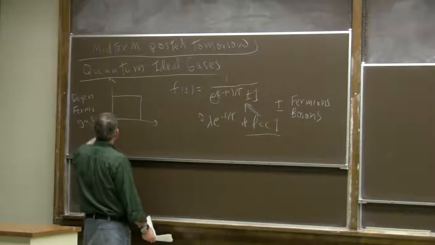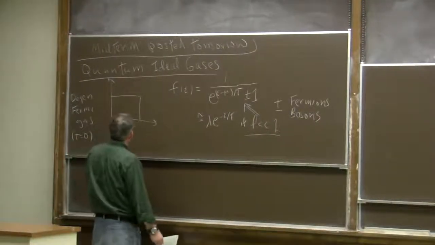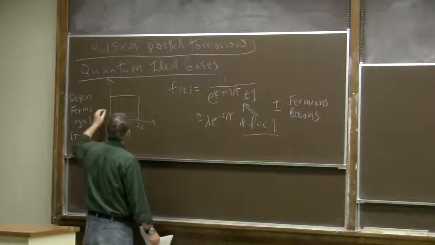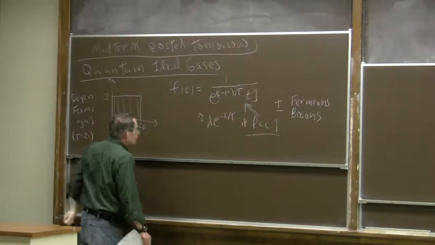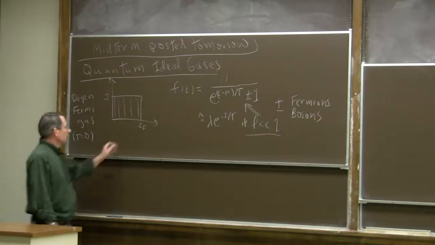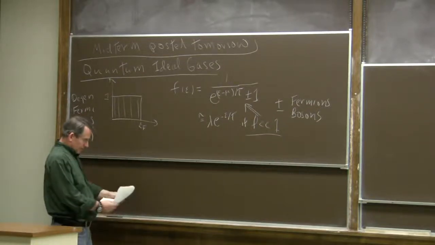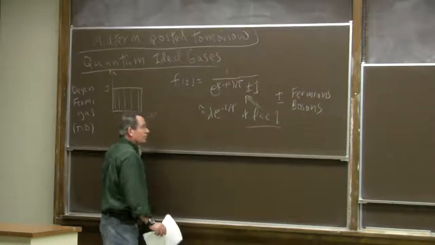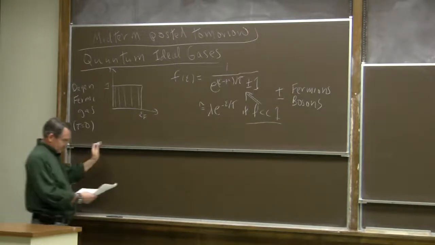That's the case of strictly zero temperature, where the occupation number is 1 for all energies up to the chemical potential, which at zero temperature is called the Fermi energy, and all the higher orbitals with energy above the Fermi energy are empty.